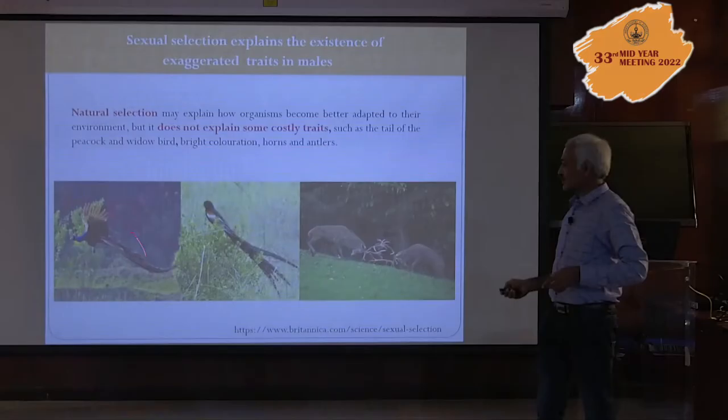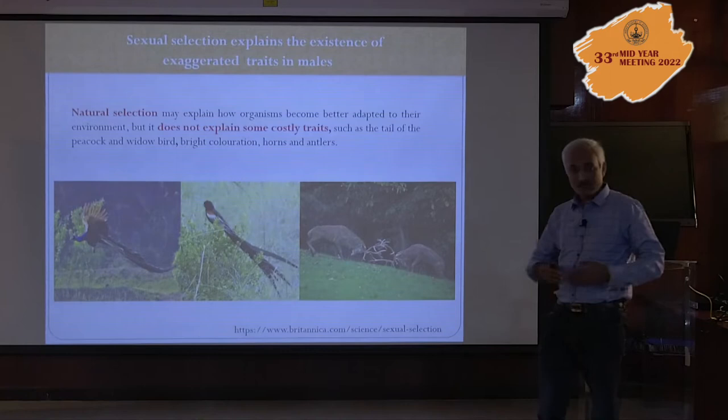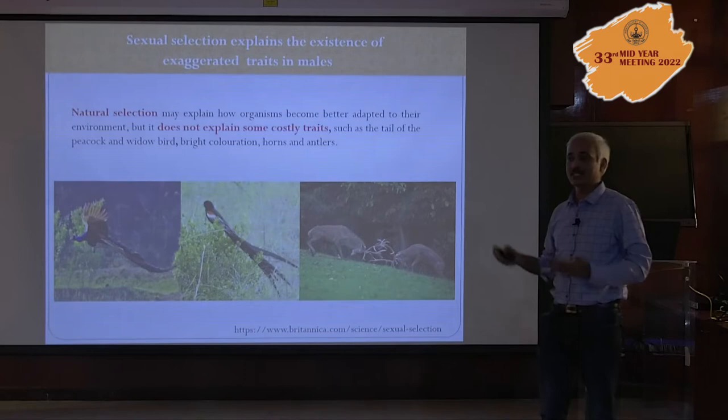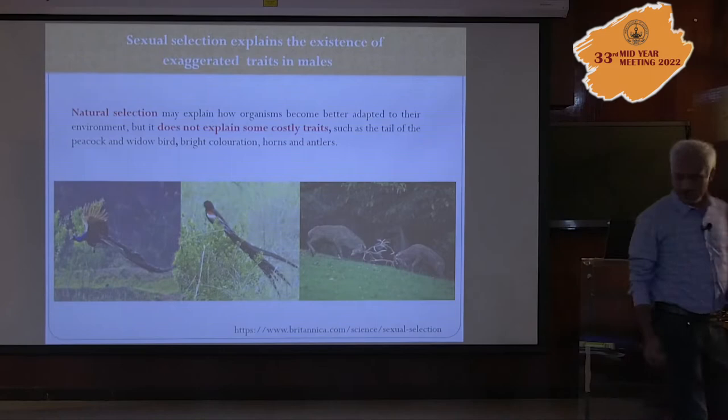So this tail, which is being elaborated because of the choice of the female, is what you call a sexually selected trait. If you think of some other animals like these deer, probably there the males have to fight with each other and gain access to females. If having large antlers helps you win the contest, then the antlers are expected to increase in size. So the antler becomes a sexually selected trait. But in this case, it is intrasexual selection that is happening.